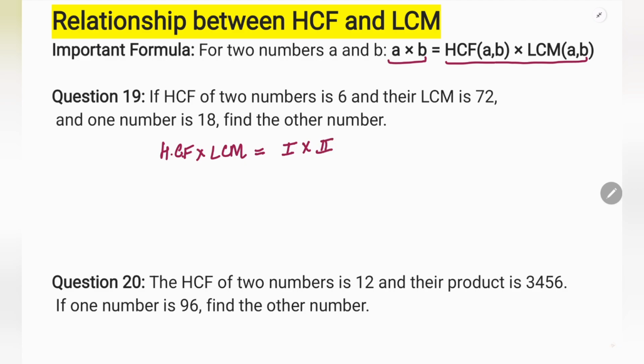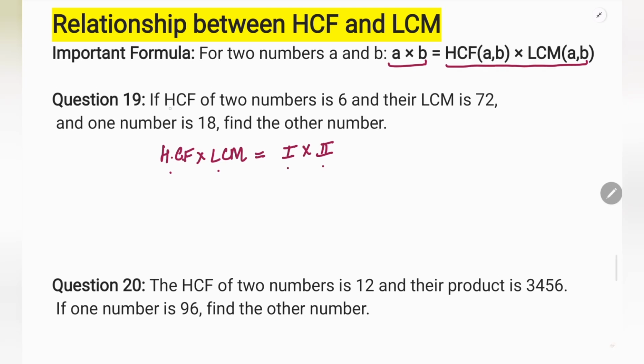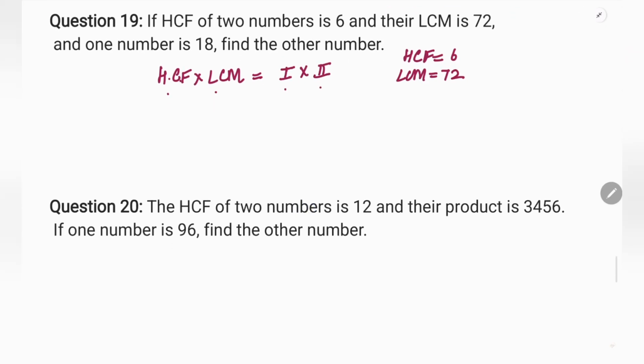Okay. Now, you know what? Now we have four things here. One, two, three, four. Out of these four things, they will tell you three, and then they will ask you to find the fourth. How? They are saying HCF of two numbers is 6, and they are telling us LCM is 72. One number is 18. They are saying find the second number.